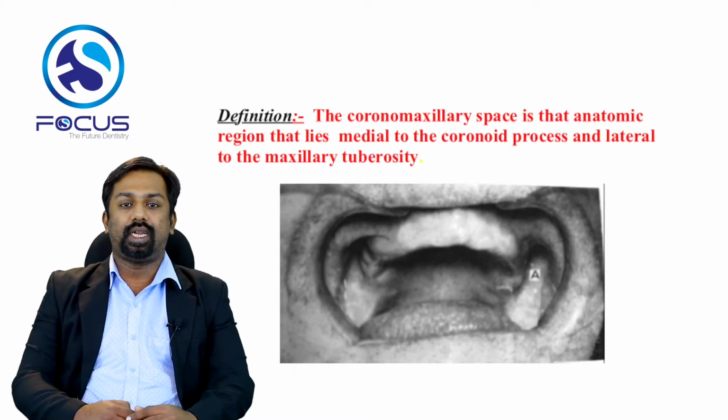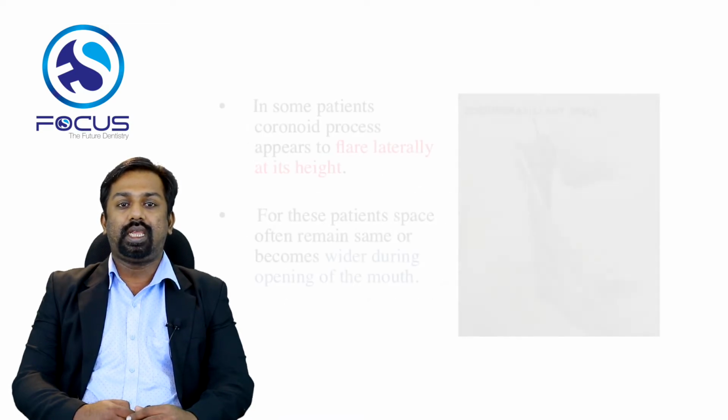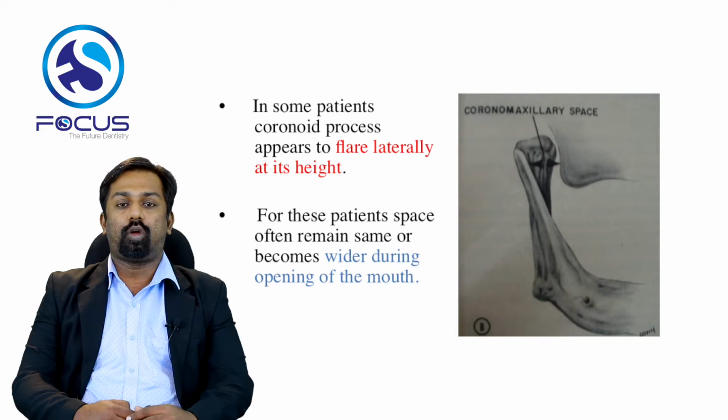Now coronomaxillary space. This space is the region medial to the coronoid process and lateral to the maxillary tuberosity. The boundaries of coronomaxillary space are: anteriorly, the base of the zygomatic process; posteriorly, Hamular notch; medially, maxillary tuberosity; laterally, coronoid process; inferiorly, the crest of the residual ridge. The clinical importance of coronomaxillary space is that it is primarily influenced by the coronoid process of the mandible. So the patient should be asked to move the mandible to evaluate the coronomaxillary space.